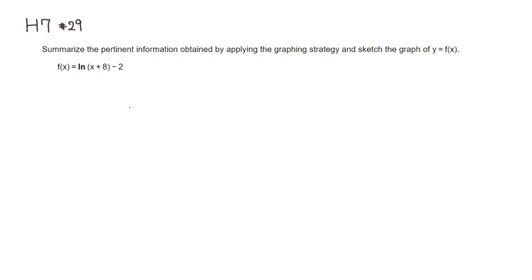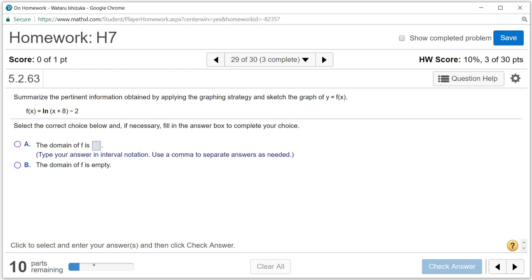Remember that the natural log only takes a positive value. So we have to make sure that this, x plus 8, is actually positive. From there, we can find the domain. So x plus 8 must be positive, which means that we can subtract 8, so x has to be greater than negative 8. So that's the domain. Let's type it in.